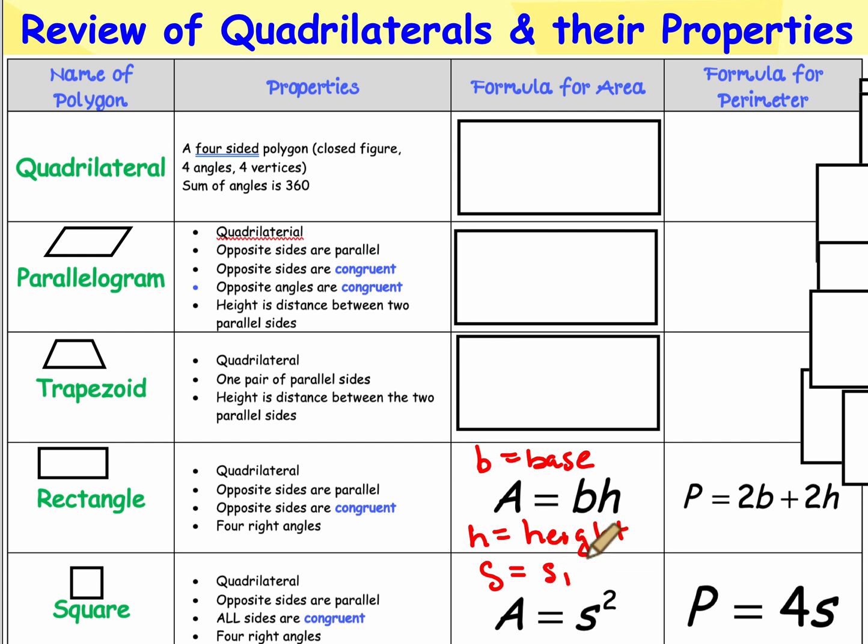And then for perimeter, this is the summary of how you get it. Basically, it's add up all the sides. But because opposite sides are congruent, we get two bases and two heights, which is where we get the formula from. And for a square, because all the sides are exactly the same, if we add up the same number 4 times, we get 4 times the length of one side.